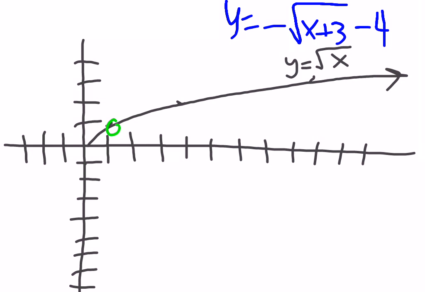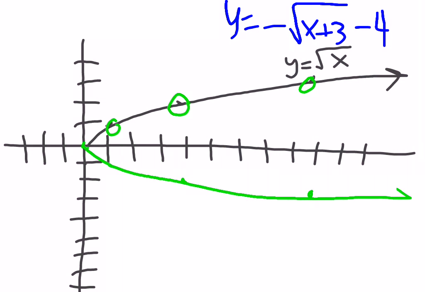That means that this point will then correspond to this point. This point, which is 4, 2, will correspond to 4, negative 2. And this point, which is 9, 3, will correspond to 9, negative 3. And of course, 0, 0 just stays the same. So that is my new reflected graph. But we're not done yet. All we've done is just taken care of that negative right there.